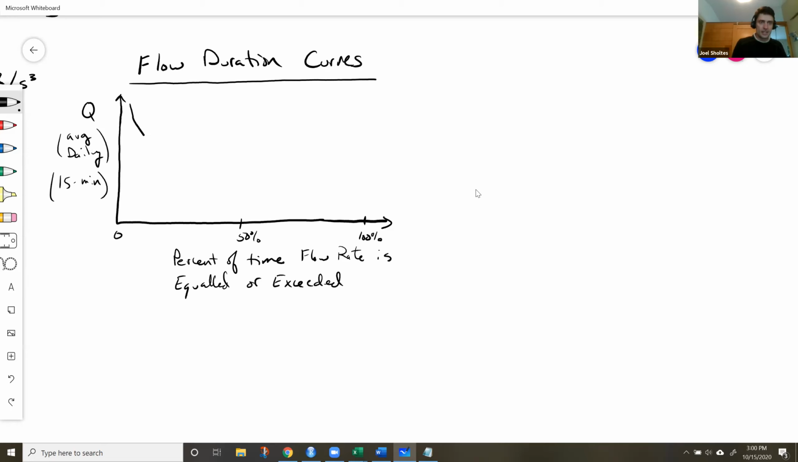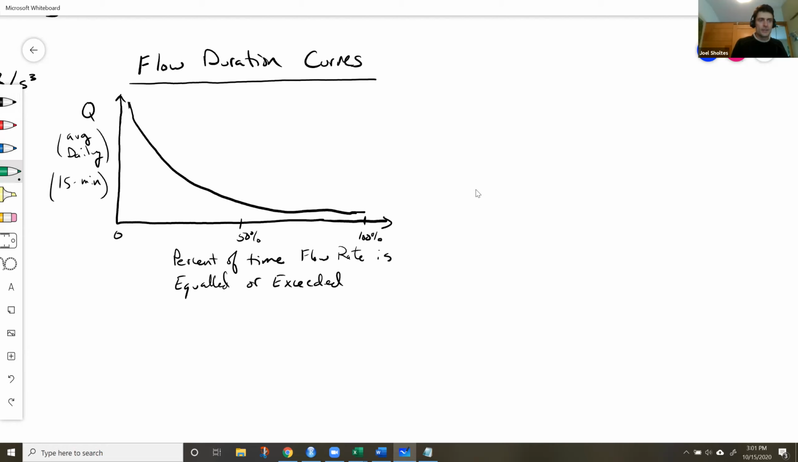So just kind of a basic example is this. And so we have very large discharges are equaled or exceeded for very small periods of time. And very low discharges are equaled or exceeded for a large percentage of time. So that should be pretty intuitive.